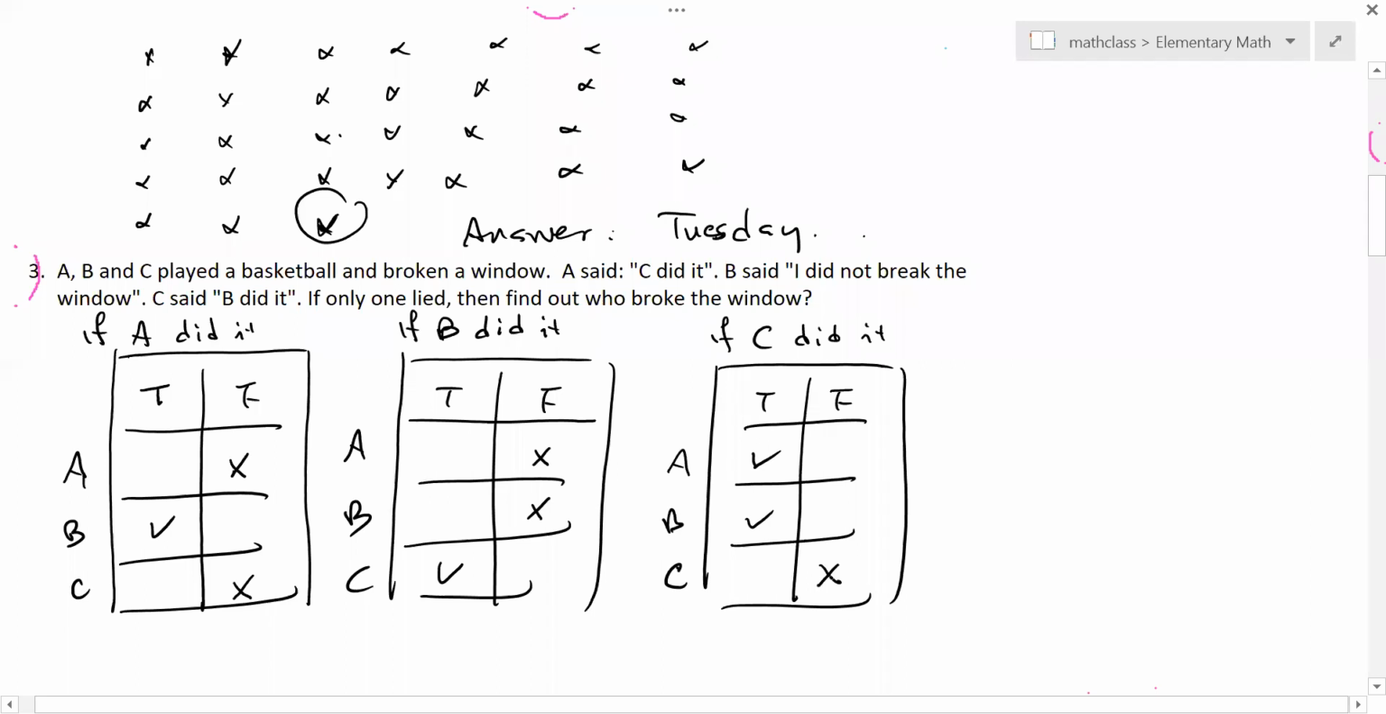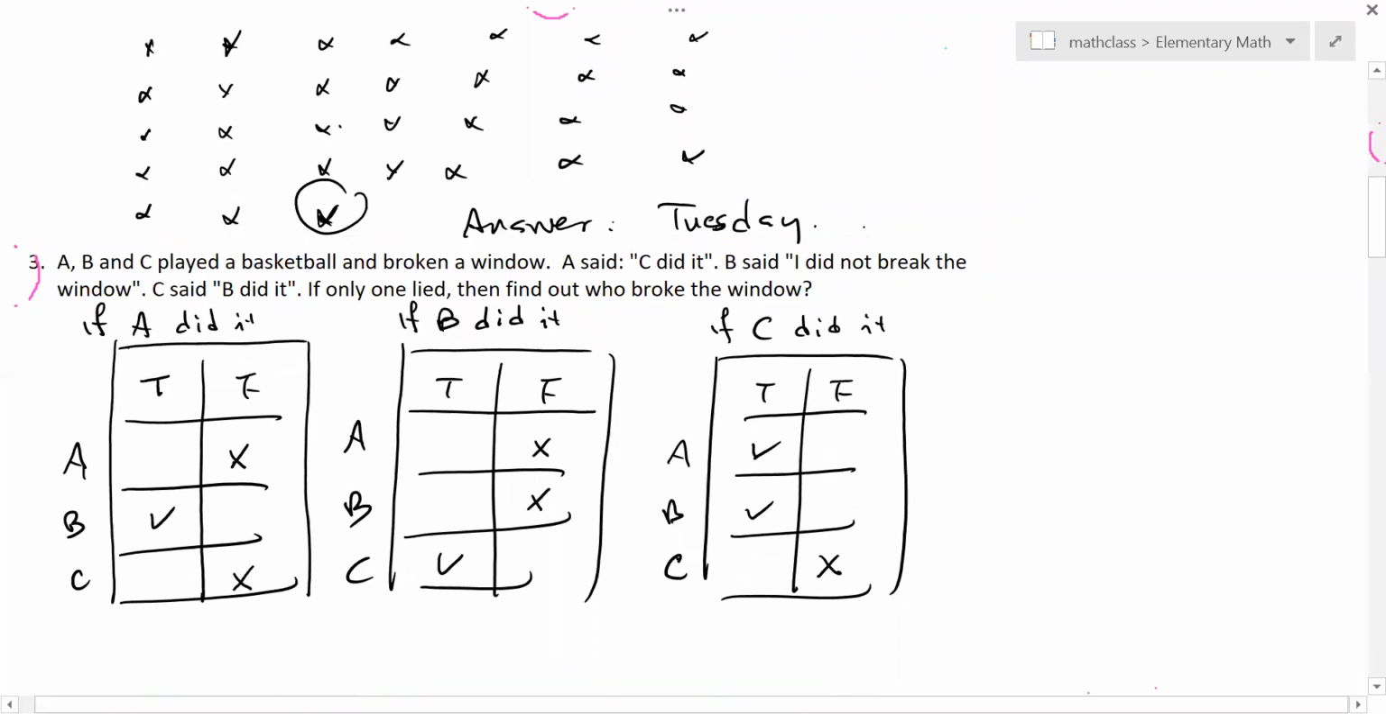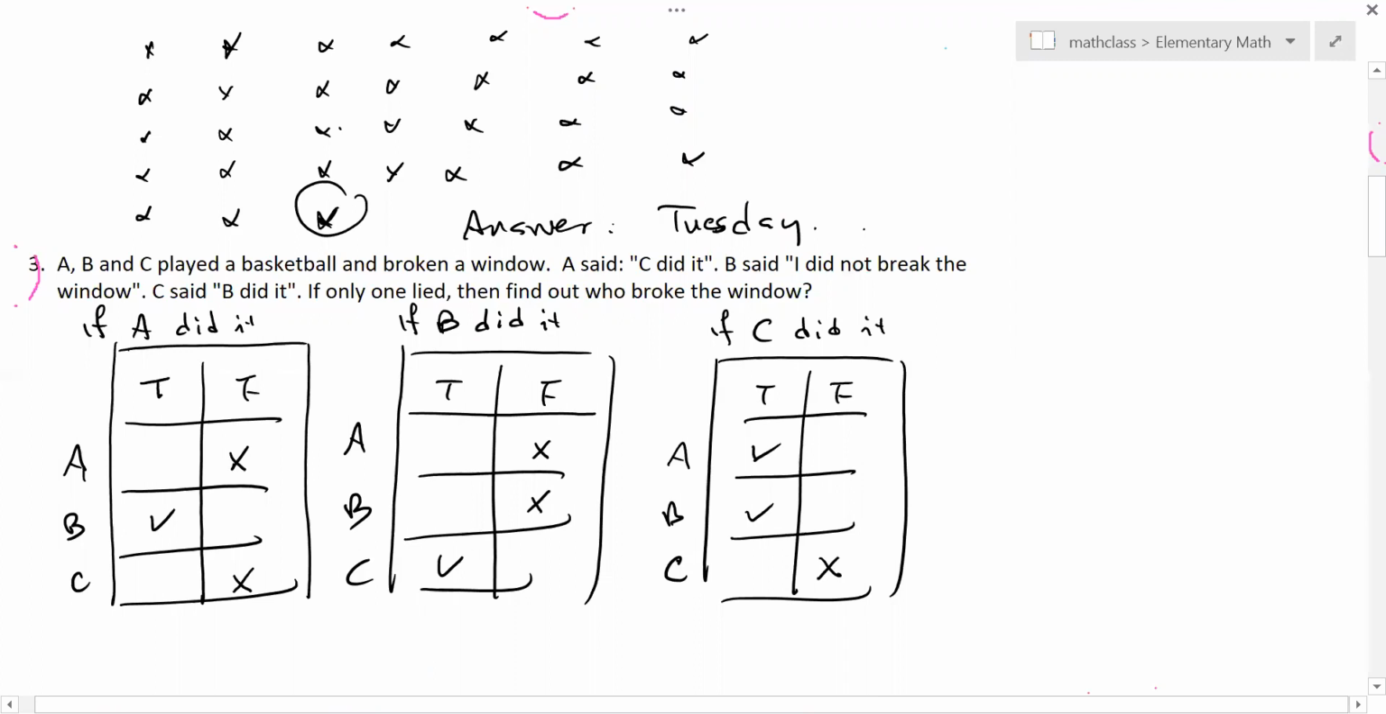Okay, because we assume that C did it. Now the question is only one liar, then find out who broke the window. Only one liar. Look at these three pictures. In the first picture, under the assumption A did it, two of them are liars. And in the second assumption, B did it, also two of them are liars. Only the last one has one liar. So the last assumption is correct.